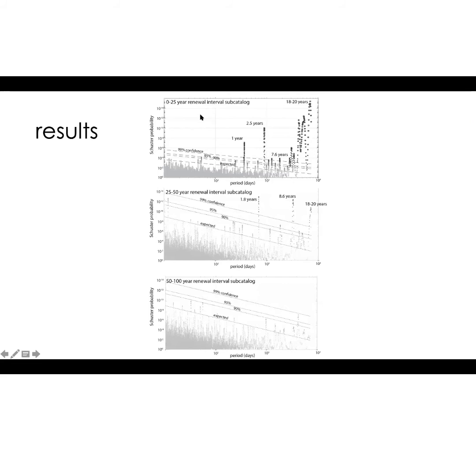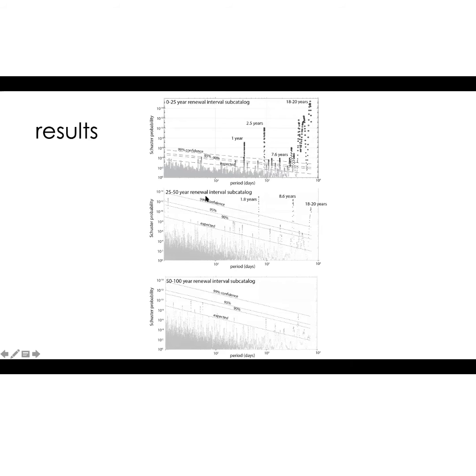And so what you can see in the short renewal interval bin is that the Schuster approach can resolve a bunch of very significant characteristic inter-event intervals. So there's an annual term, there's this 2.5 years, and then there's this very consistent kind of 20-year peak in Schuster probability that tells us something about a very common inter-event interval in this subset of the catalog.